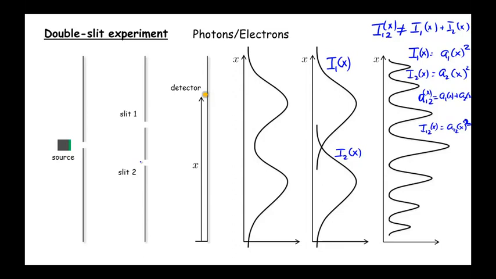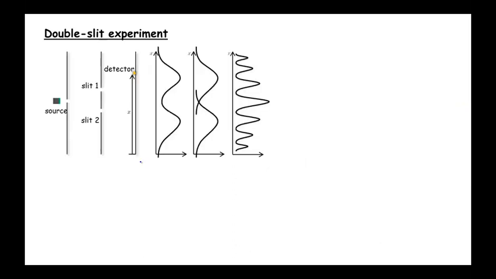So let's summarize what we've learned. We did this double slit experiment 3 times in 3 different settings. First, we considered a source of particles or bullets, which we think of as bullets. Then we repeated this experiment with waves, with water waves. And finally, we repeated it with quantum objects, like elementary particles such as photons and electrons.